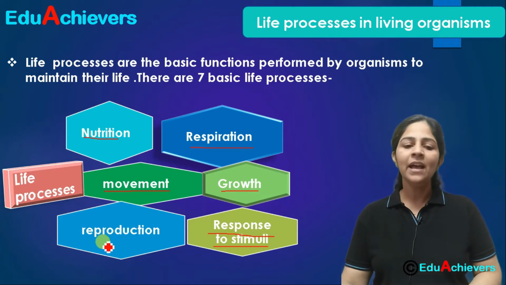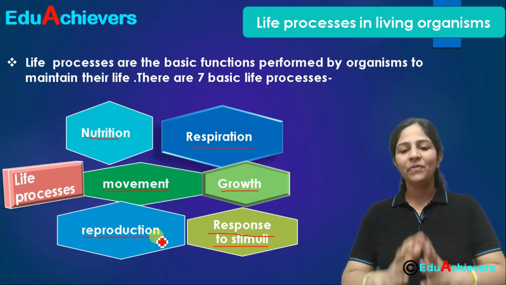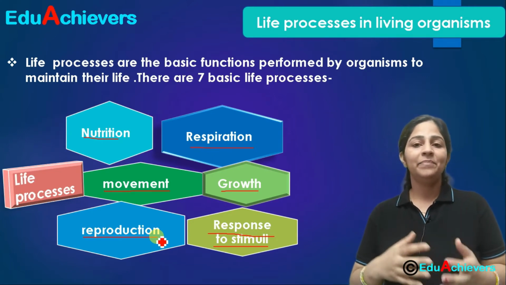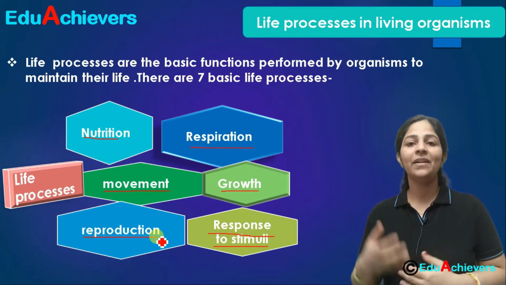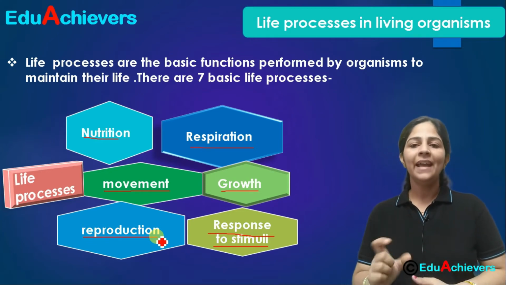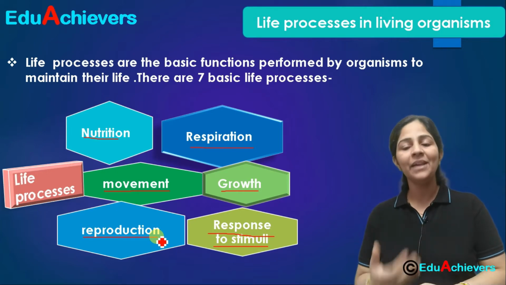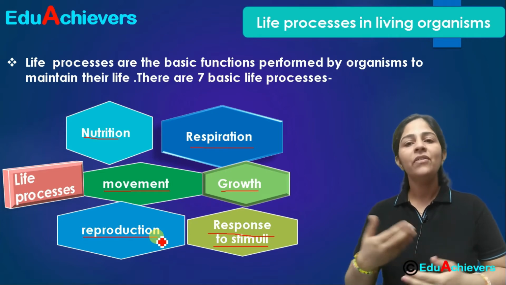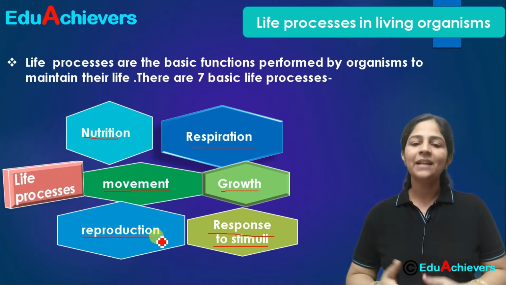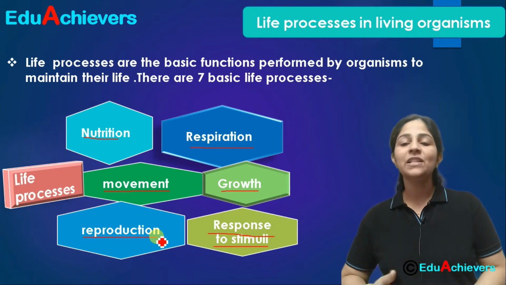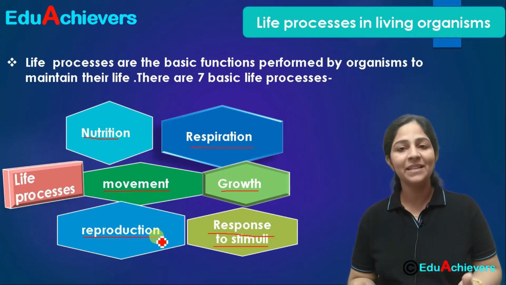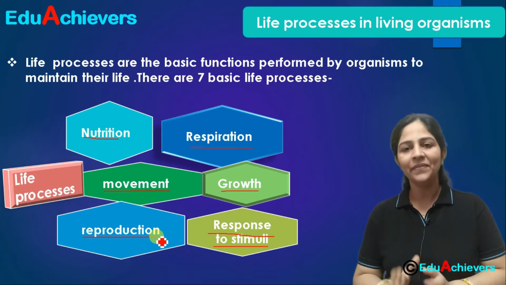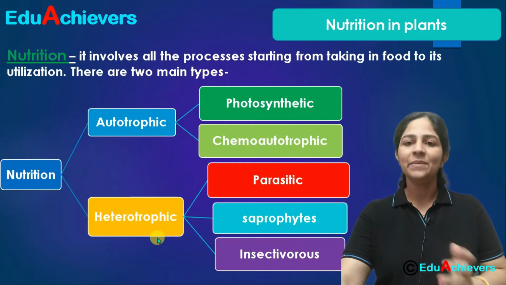And last is reproduction. One organism will perform all these in its lifetime, but what when it will be no longer after a time duration? Like we all have an age for which we live. What after us? So we reproduce, that means we give rise to the young ones so that our generation can continue, like our species can continue, otherwise we'll become extinct. So all these processes are called life processes. Let's take one by one in more detail.